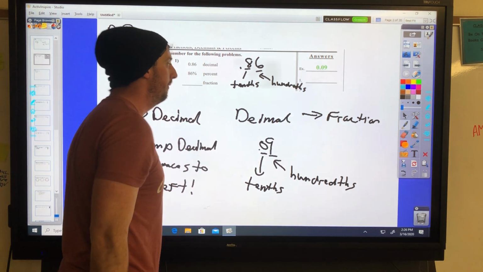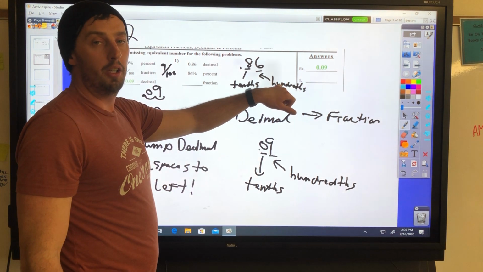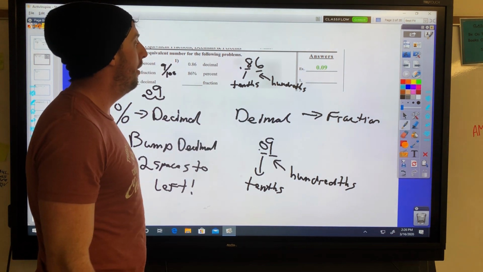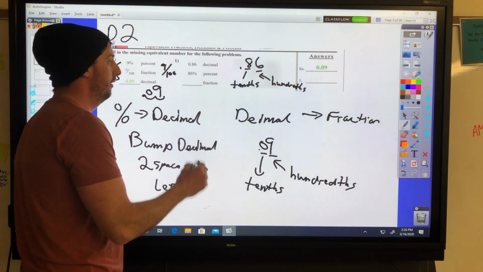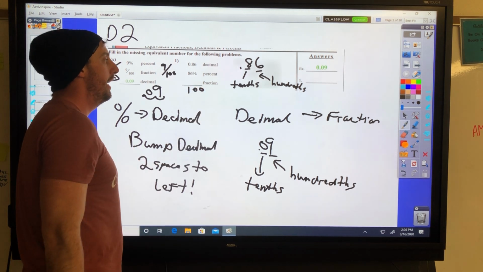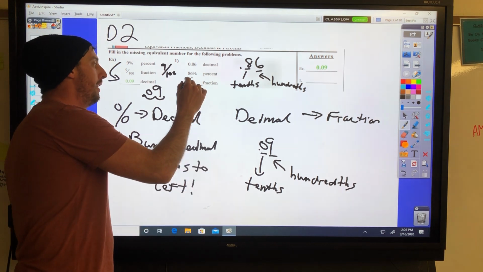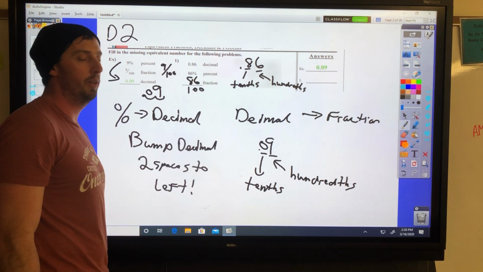Oh, running out of room there. So what did I end on? I ended on the hundredths place value. So I know that my bottom number has to be out of 100. And I just use my decimal 0.86. I just change it to 86 over 100.